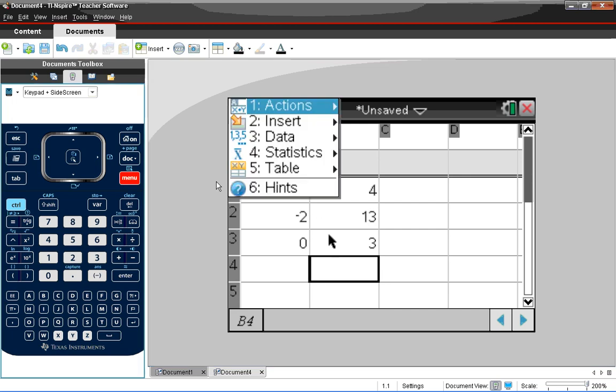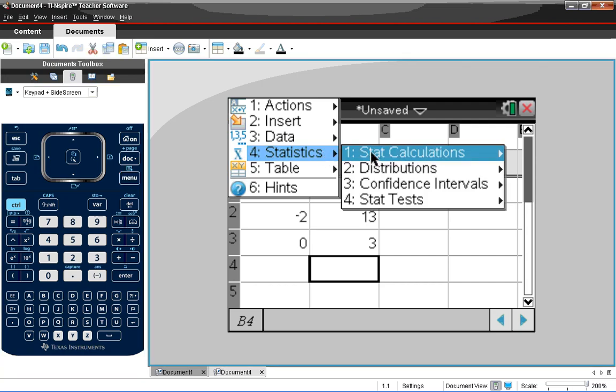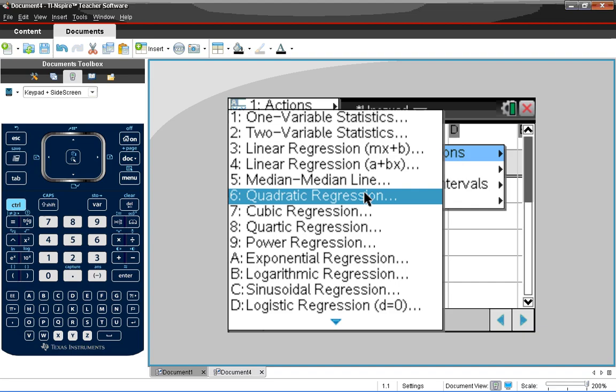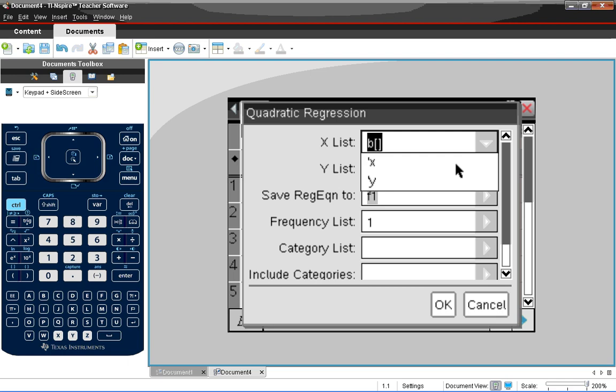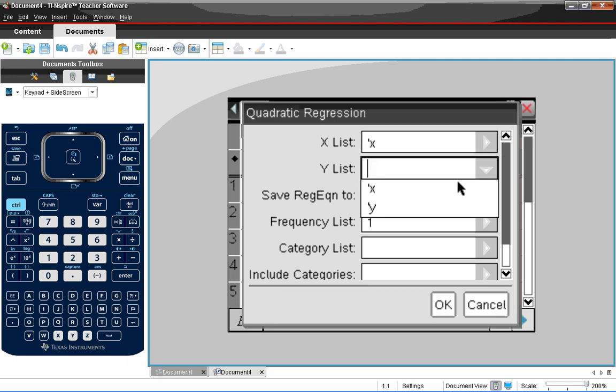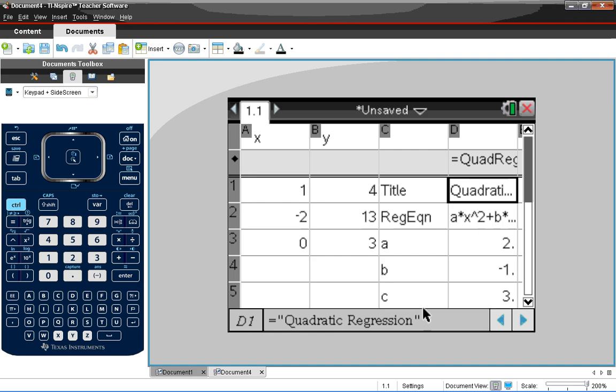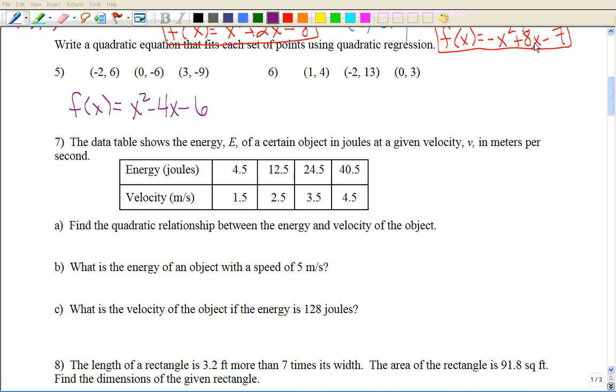So we go to Menu, Statistics, Stat Calculations, and again Quadratic Regression. So for the X list, we'll choose X. For the Y list, we'll choose Y. Hit Enter. So here we get 2 for A, negative 1 for B, and 3 for C. So that means that f of x is 2, which was A, x squared, B was negative 1, so minus x, and C was positive 3, so plus 3.